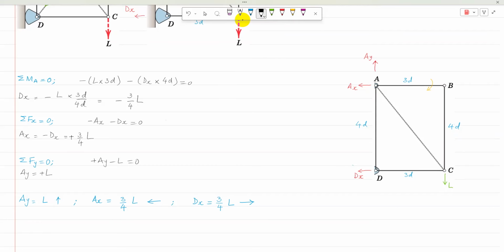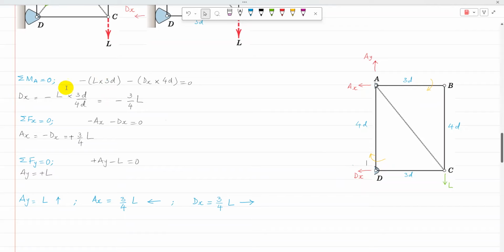And DX is going to act along CD, and its perpendicular distance from the line of action to point A is 4D, and it is going to produce moment in clockwise direction. Both moments are taken as negative, clockwise. So L times 3D and the other one is DX times 4D. So minus L times 3D minus DX times 4D equals 0. It can be rearranged to get DX as minus 3/4 L. So now DX is calculated.